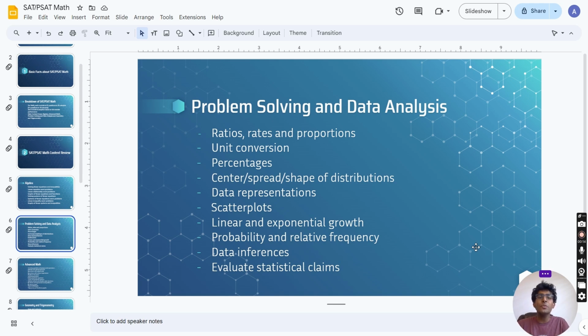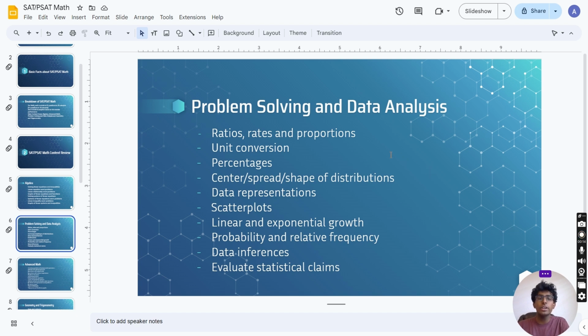Today we're going to be going over the problem solving and data analysis content area for the SAT and PSAT math section. This is going to cover a wide variety of topics, including probability, statistics, as well as ratios and whatnot. So make sure that you're understanding each of the content areas and especially each of the subtopics in the problem solving and data analysis area.